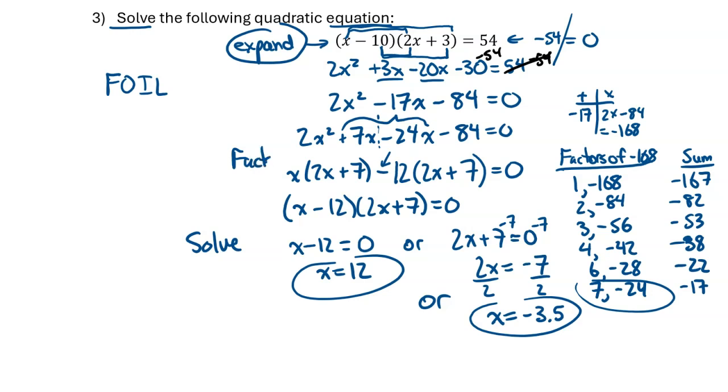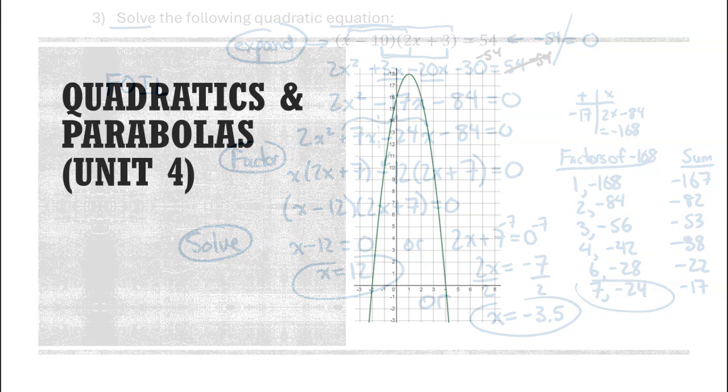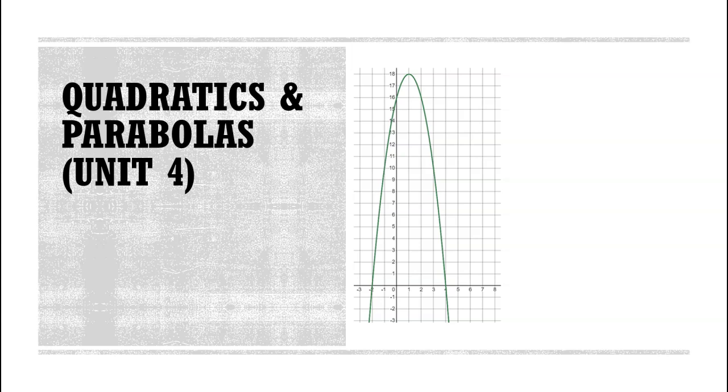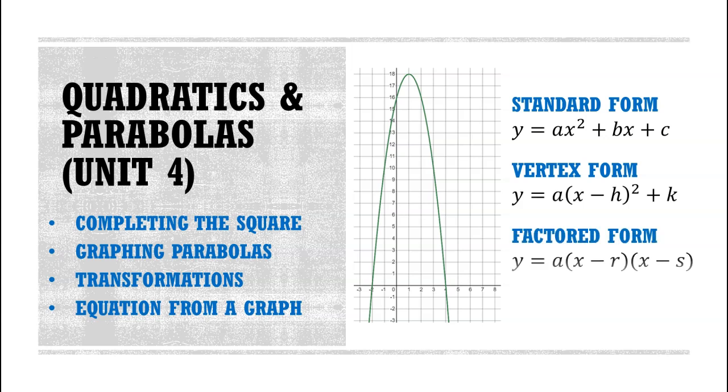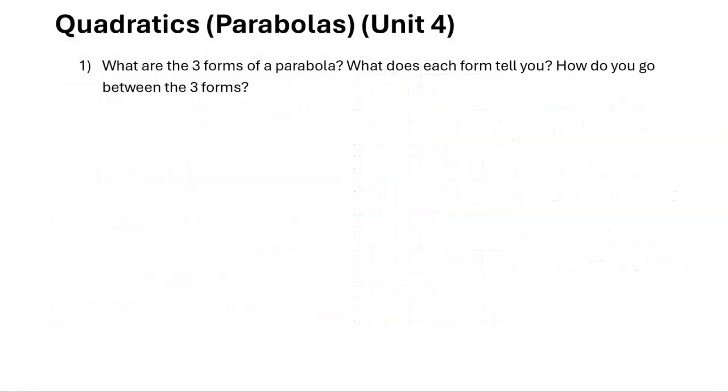So we've gone over a lot of different things, noticing that we had to expand it initially, then we had to factor it, and then we finally had to solve it. In Unit 4, we're going to take the concepts we learned in Unit 3 and apply them to quadratics by completing the square, graphing parabolas, doing transformations of graphs, and getting the equation from a graph. We're going to learn 3 forms of a parabola and learn how to graph from each one of these 3 forms. So the quadratics unit is all about polynomials where the largest power is x squared.